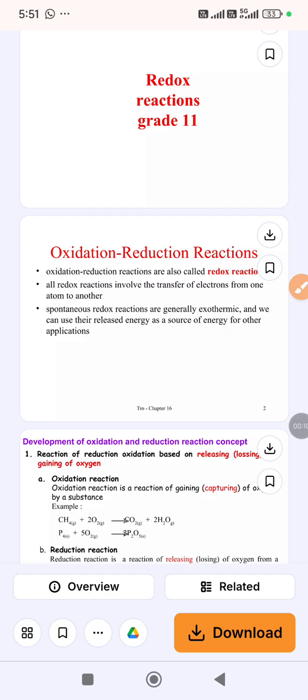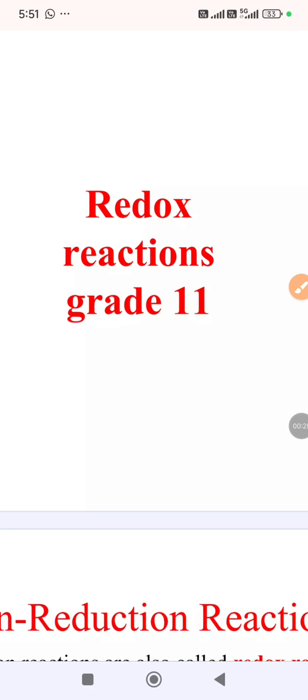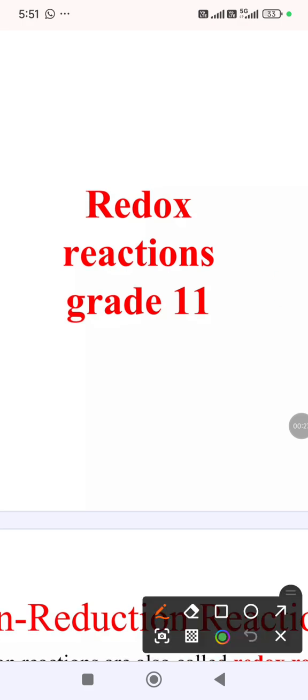Name of the chapter is Redox reaction. This is the first chapter in the second book. Before starting this chapter, let us understand what this term redox means. If you see the name of the chapter, redox, it consists of two terms: one is reduction and the other one is oxidation. These two terms are merged to make one term, that is redox.